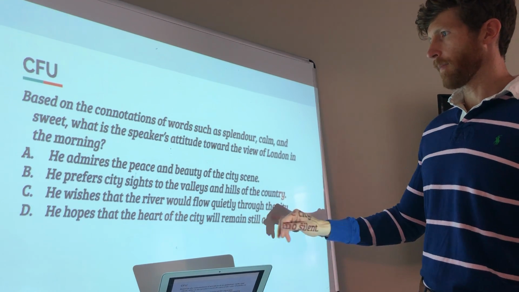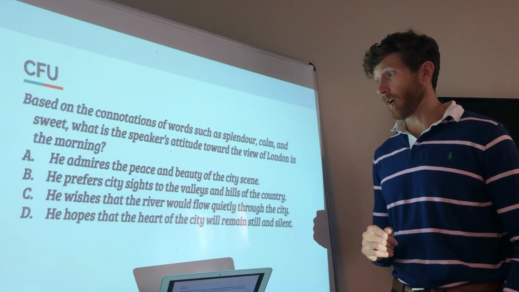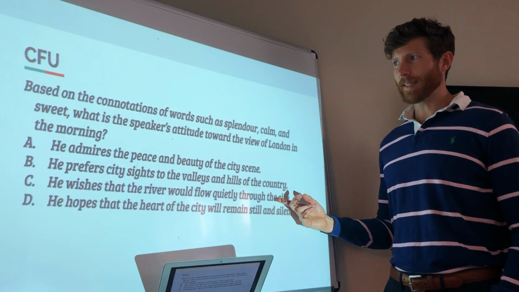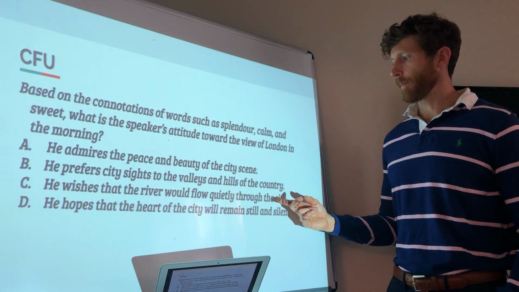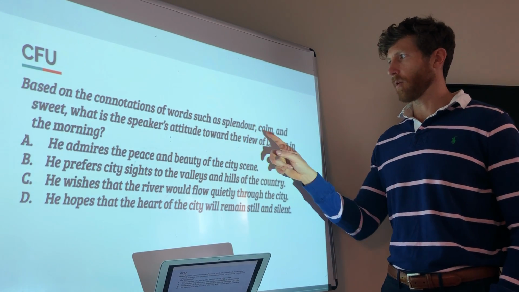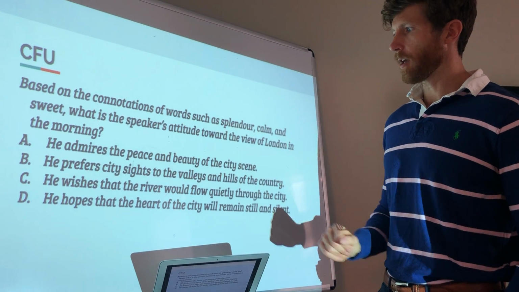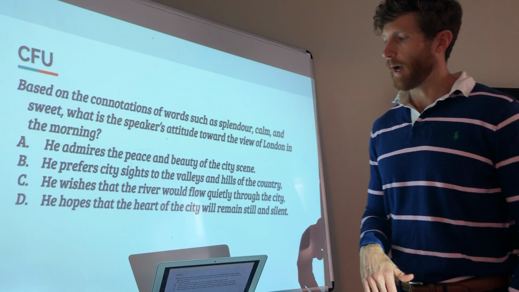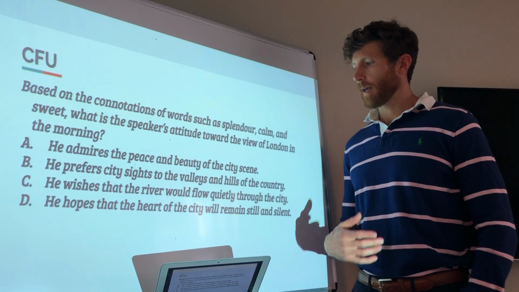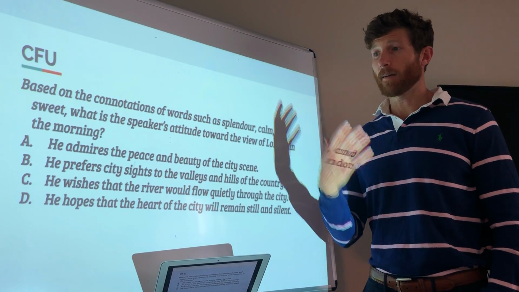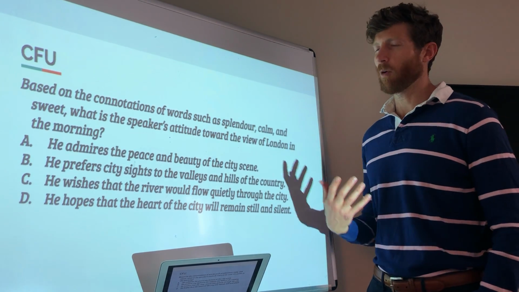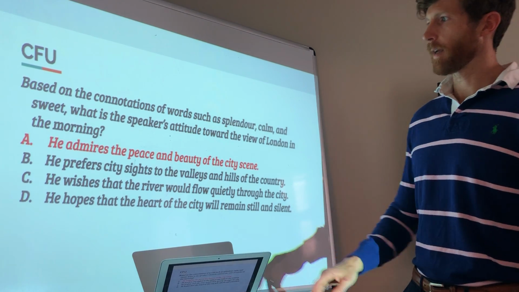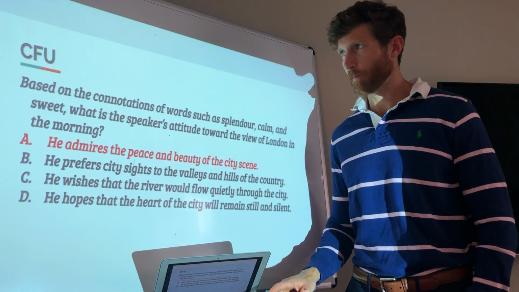the text. C, he wishes that the river would flow quietly through the city. This is one idea in here, but it doesn't really connect to the words that we've picked out. D, he hopes that the heart of the city will remain still and silent. The speaker here never voices that. He admires the stillness and silence of the morning, but he doesn't wish that it would continue throughout the day. So the correct answer here is A.